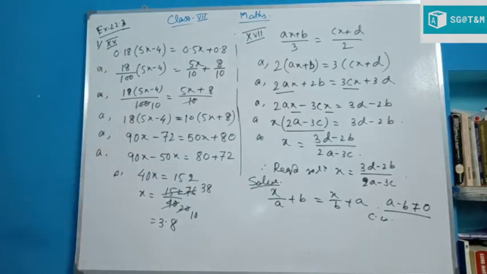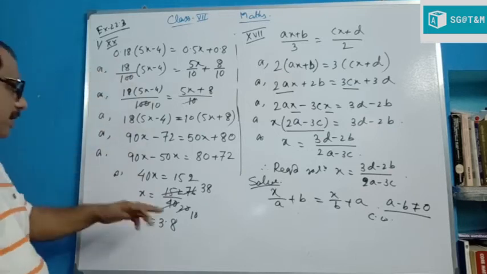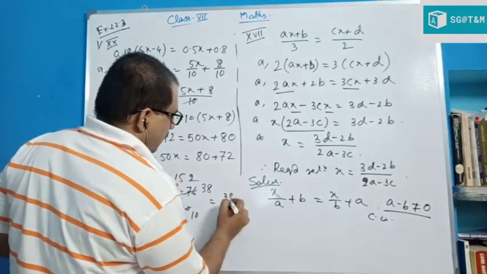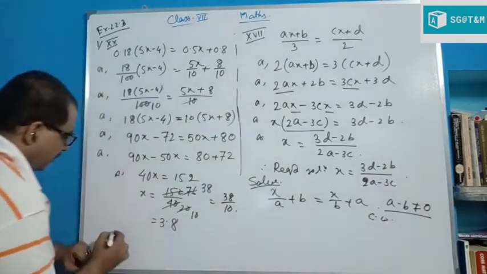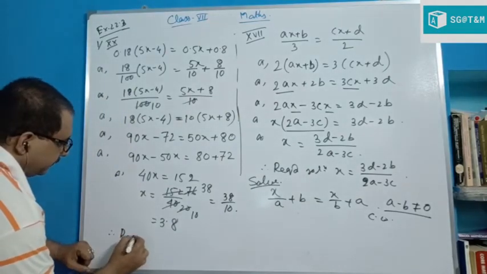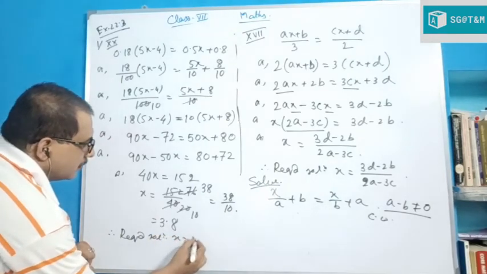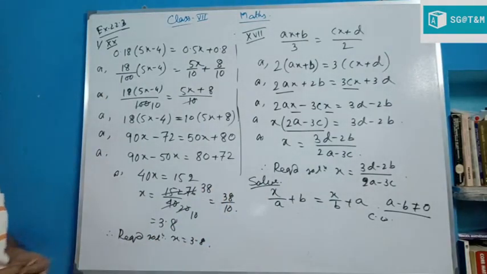If it is given in point form, if we write it in point form, answer will be 3.8, or in fraction form also, so no problem at all. Since it is given in point form, so we convert into point form. 38 by 10 is nothing but 3.8. Therefore, required solution is x is equal to 3.8. This is sum number 20.